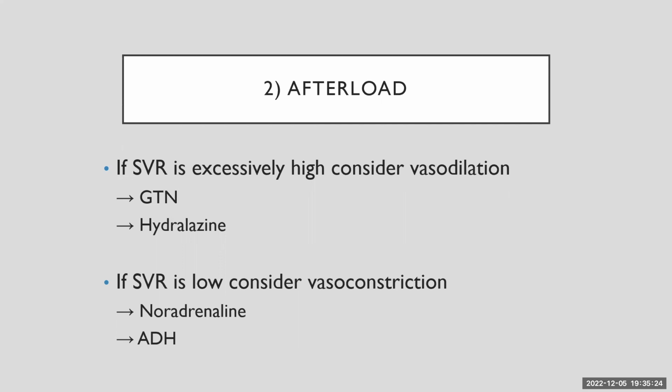The way to overcome this scenario is using drugs which act to vasoconstrict. The commonest drug that is used worldwide probably is noradrenaline, which has a predilection for acting on the alpha receptors, which are found within the vascular smooth muscle, leading to vasoconstriction. Second line is ADH, or vasopressin, which acts on its own receptors, which also cause vasoconstriction of the vasculature.